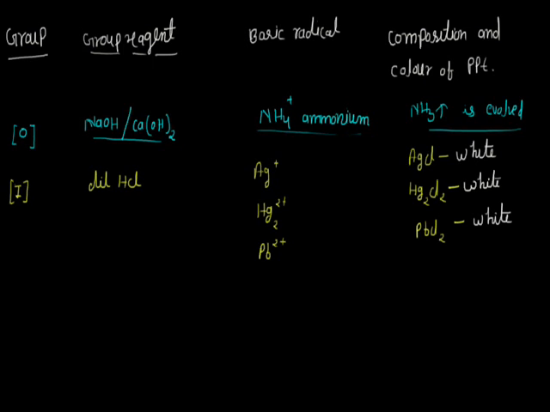Now we are taking the group second radicals. In the group second, the group reagent is H2S gas in presence of dilute HCl. And the second group is divided into two subgroups, subgroup A and subgroup B.